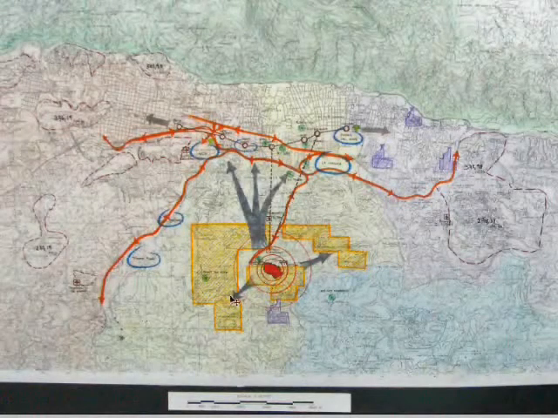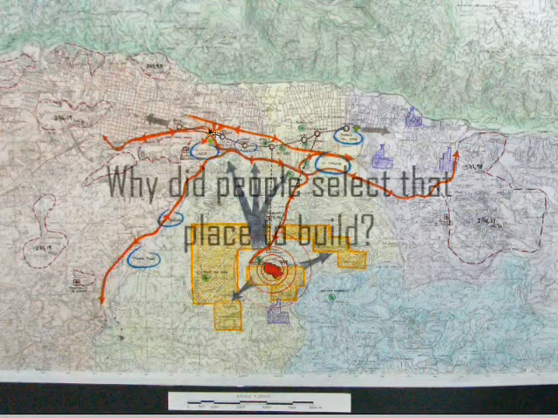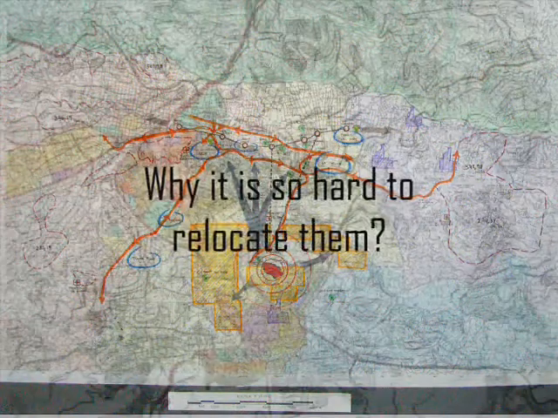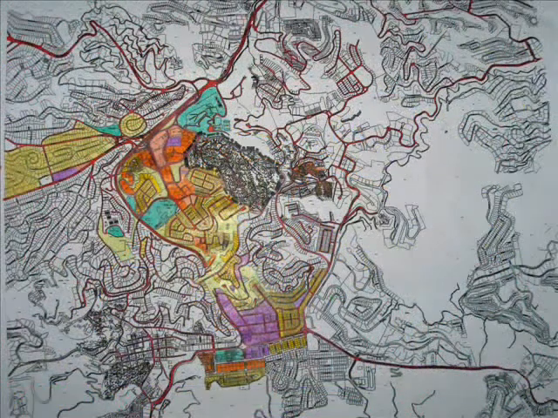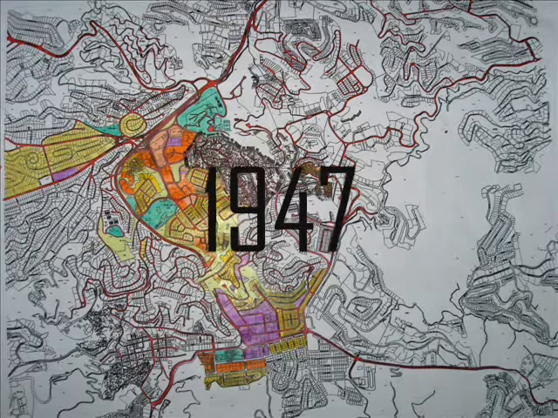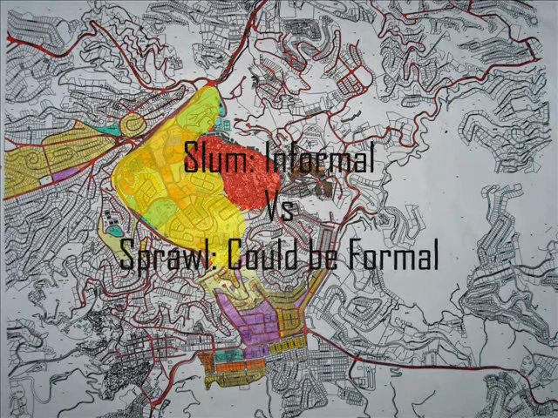The connection between the sector and the rest of the city is another point that we must consider in order to answer several questions. Why did people select that place to build? Why is it so hard to relocate them? In the case of Santa Cruz del Este, it was born in 1947, when a small community started building a kind of slum near the sprawl of formal urbanizations.